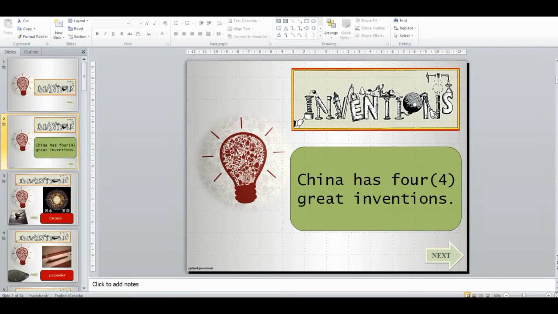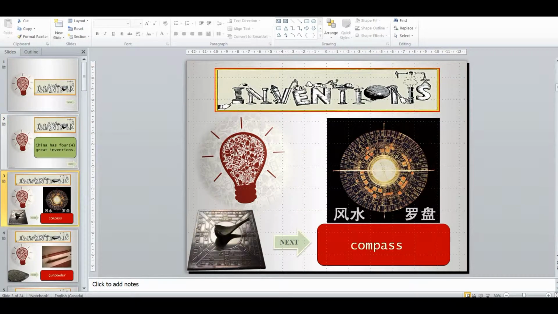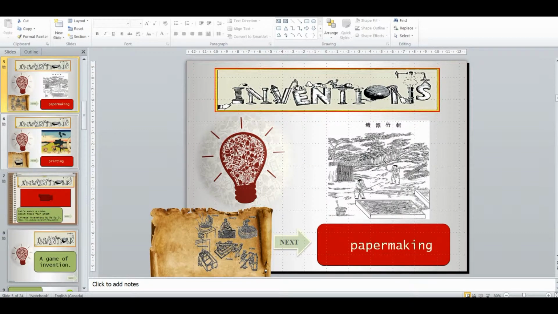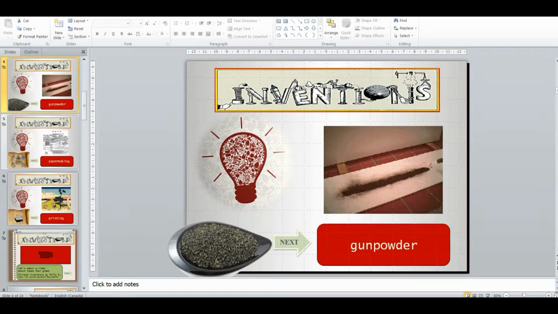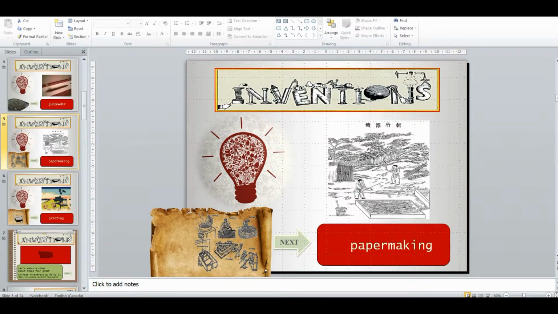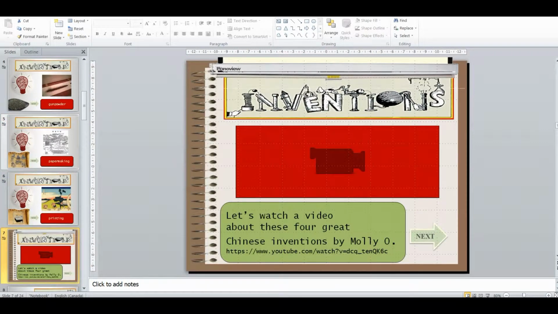So we're going over the 4 great Chinese inventions. We've got compass, gunpowder, paper making and printing. What I'm going to do is ask them what these different inventions do, and get them to try and explain it to me. They should already know, they should already have covered this, but I'm just eliciting, to see how well they've got the language so far. And then we're going to watch a video about these 4 great Chinese inventions.